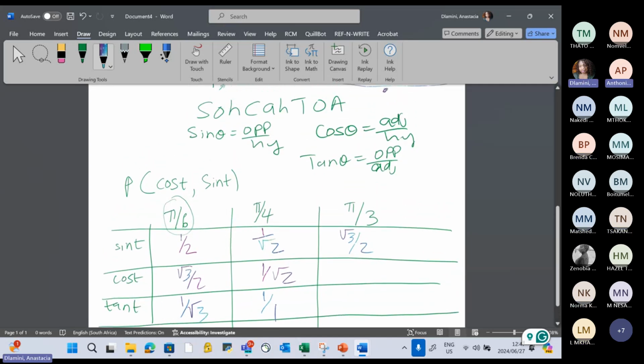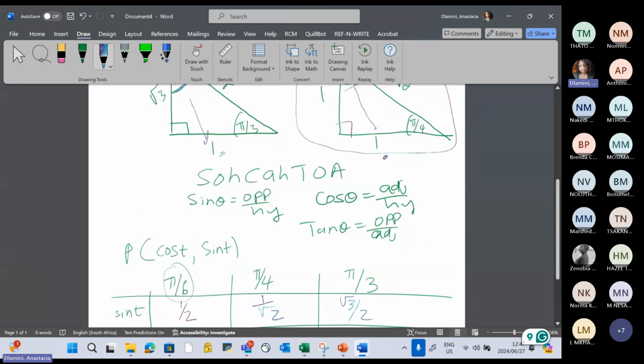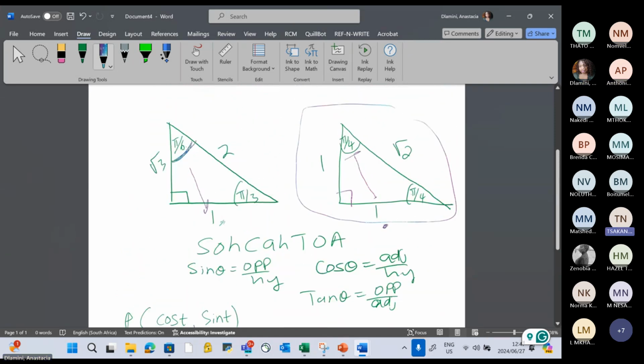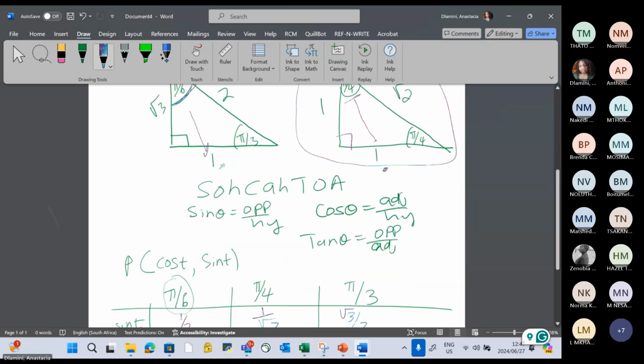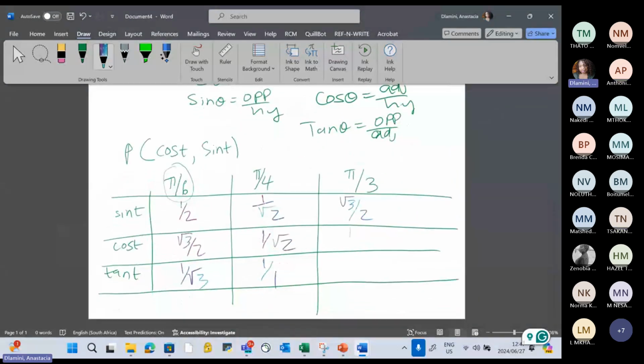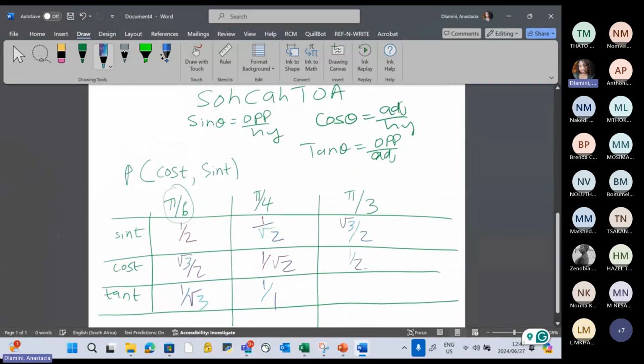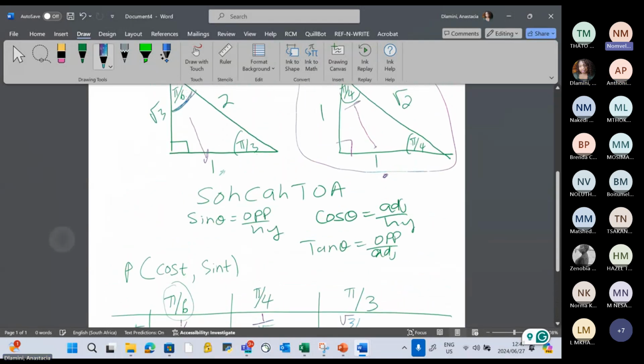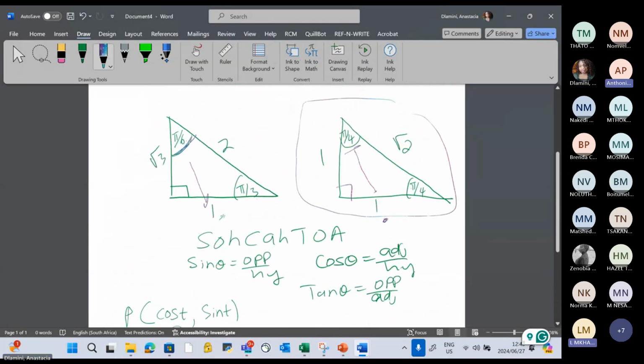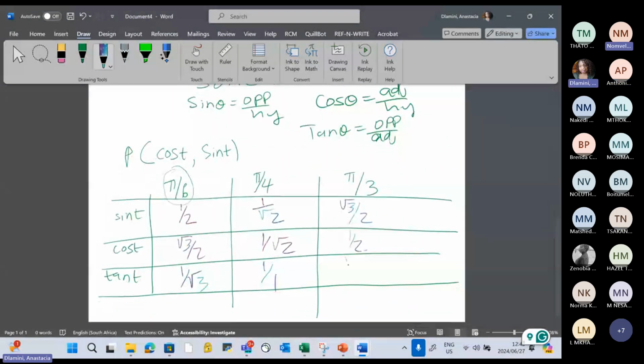So what is cos pi over 3? 1 over 2. And then what is tan pi over 3? Root 3. Are we all together? Yes, ma'am.